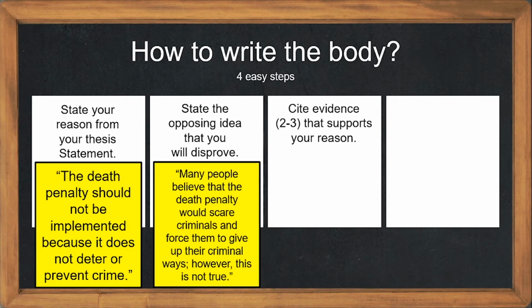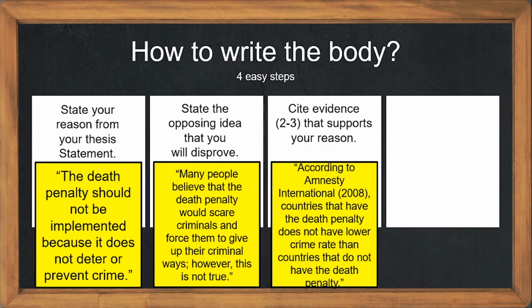And of course, the third step is to cite evidence that supports your reason. Personally, I require my students to actually cite 3 evidence to support their reasons. For example, one evidence, according to Amnesty International, countries that have the death penalty do not have a lower crime rate than countries that do not have the death penalty.